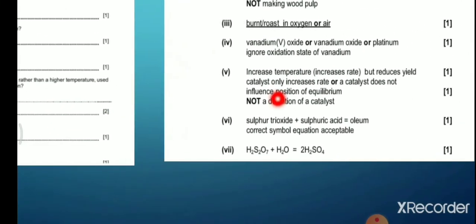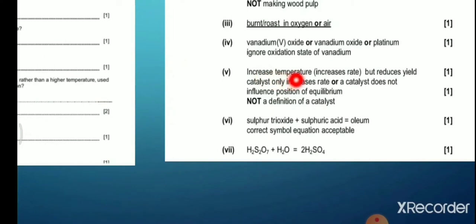Increased temperature will increase the rate of reaction but decrease the yield. This is point 1. If you increase the temperature, the rate of reaction will increase but the yield will decrease. Second point regarding the catalyst, you should write that the catalyst does not influence the position of the equilibrium, or you can write the catalyst only increases the rate.